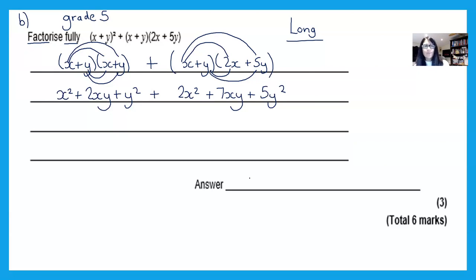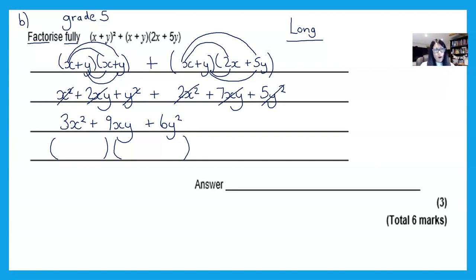Brilliant. Now we can simplify like terms, things that have got the same letter and the same power. So how many x squareds have we got? 3x squared. And then how many xy's have we got? We've got 2 there and we've got 7 there. So we've got 9xy, and then we've got y squared there and a 5y squared there. So we've got 6y squared. Right. Now, hopefully you can see we've got an x squared, an xy and a y squared. So it's factorising it back now into double brackets.